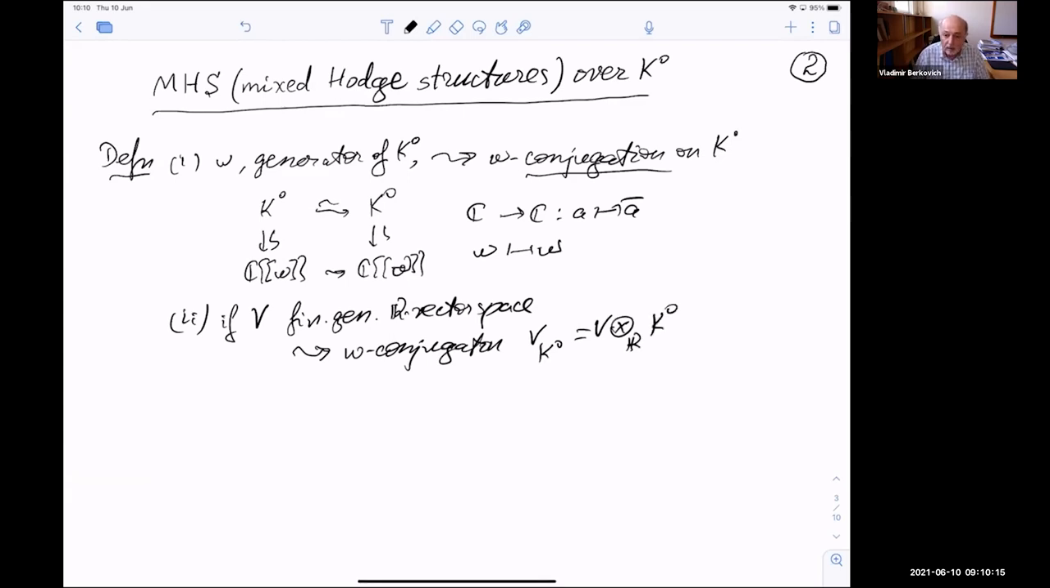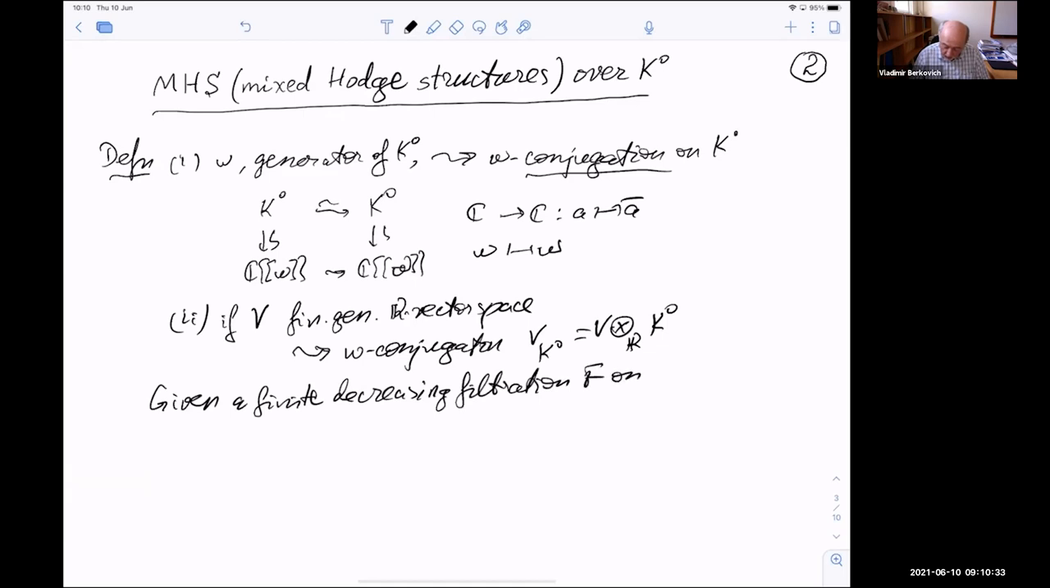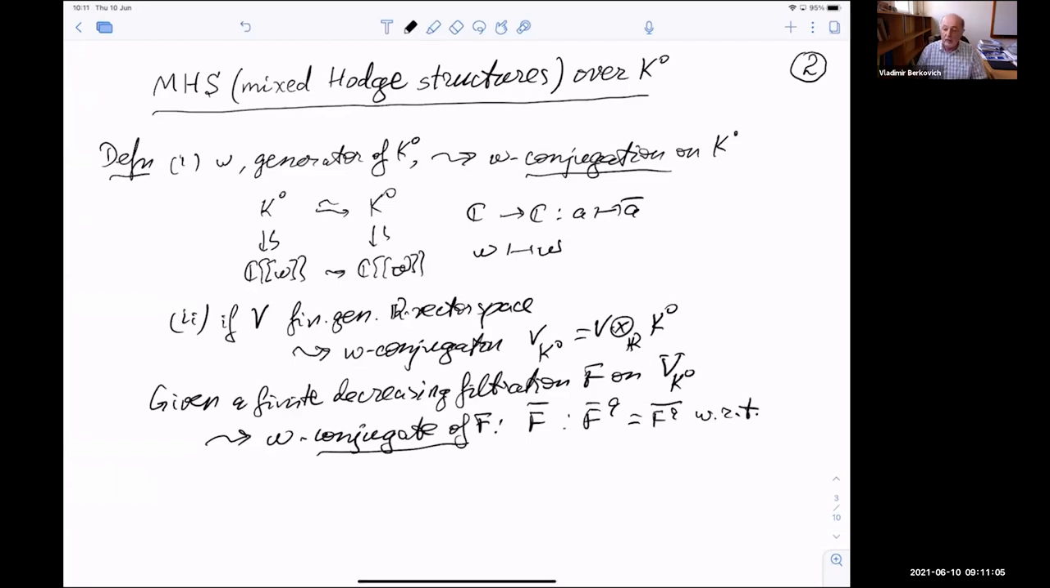It's in an evident way. Now, suppose we are given a finite decreasing filtration F on this tensor product, then one can define varpi conjugate of F. What is this? It's a filtration denoted in such a way that its F^q is equal to F^q bar with respect to varpi conjugation, which is defined on the space.